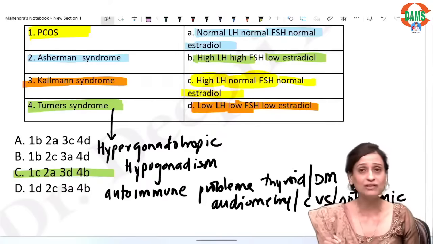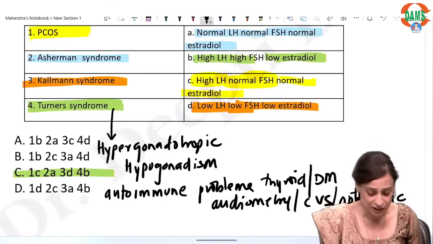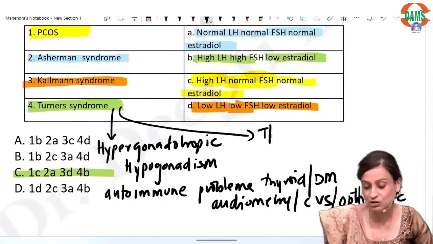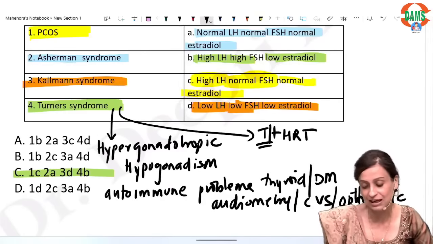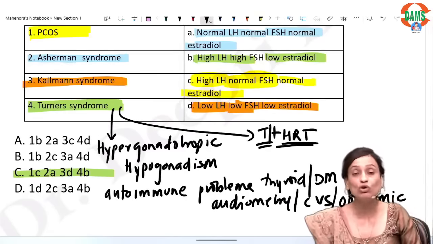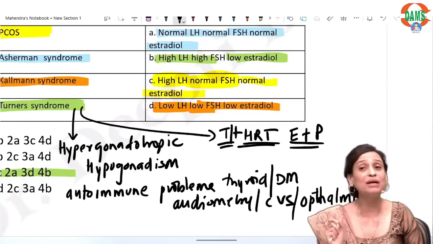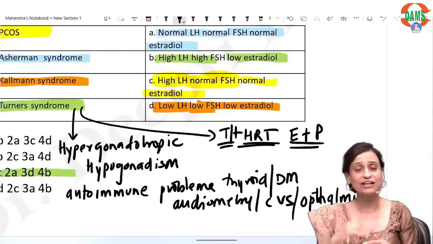The other important thing that I want you to know about Turner's, especially with respect to INICET, remember, no doubt the treatment of choice for them is going to be HRT, right? Hormone replacement therapy. And it has to be both E plus P. But INI kya karta hai? They go into more depth.